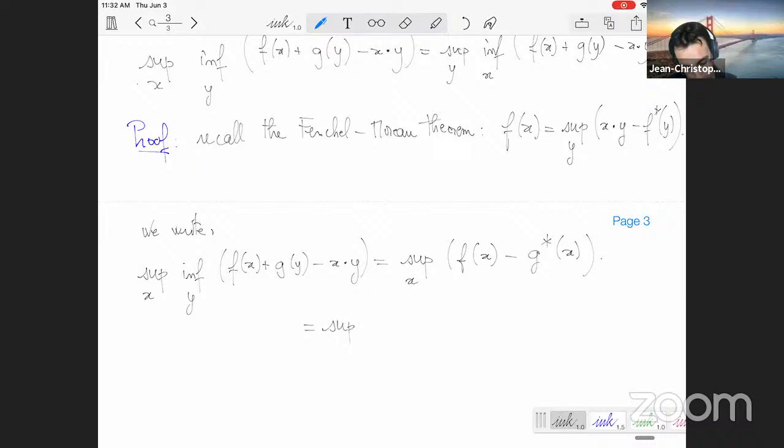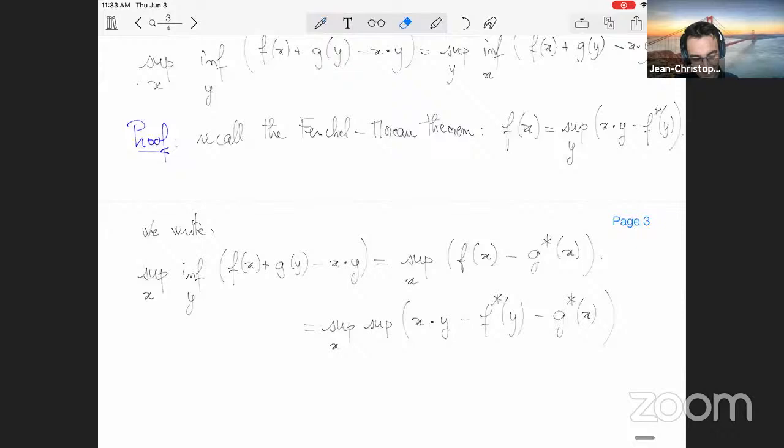So it's sup over x, sup over y of x dot y minus f star of y minus g star of x. Sorry, f star of y. Right? Do you agree? Just want inner sup over y. That's right. Thanks a lot.